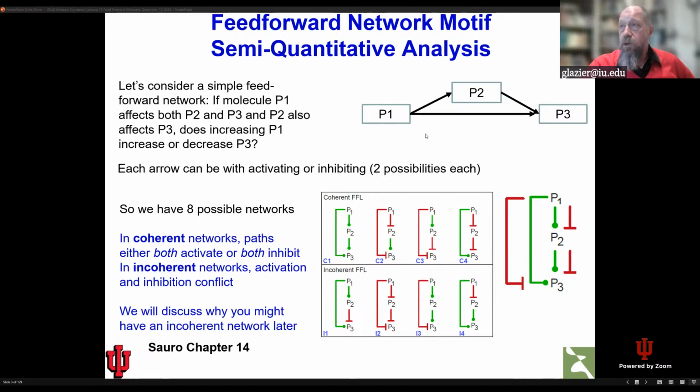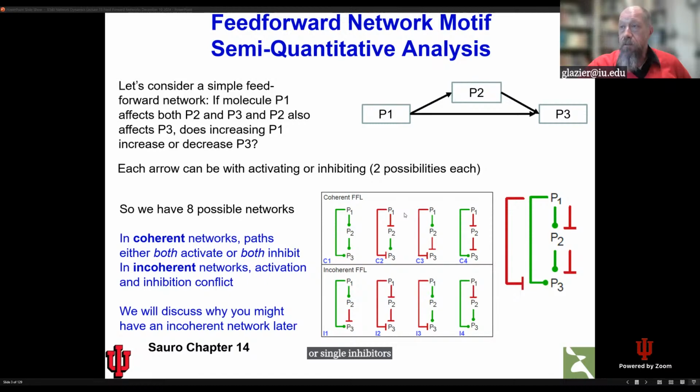Each one of these interactions, in principle, could be excitatory or inhibitory. And you have what are called coherent feed-forward networks. P1 excites P2, excites P3, and P1 excites P3. Everything's pulling in the same direction. Or you could have inhibition, but pairs of inhibitors that cancel each other out, or signal inhibitors that don't.